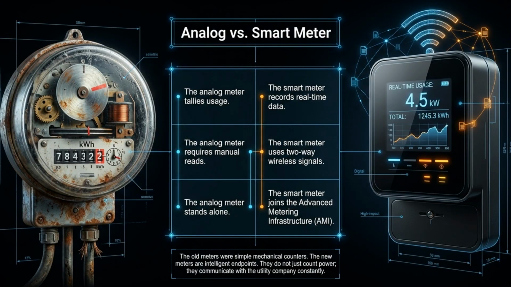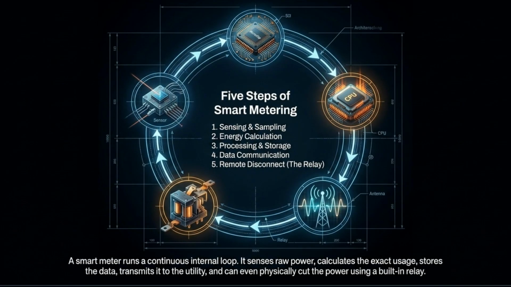Unlike old analog meters that simply tallied usage with mechanical counters, smart meters are intelligent endpoints. They record real-time data, use two-way wireless signals, and are fully integrated into the advanced metering infrastructure. A smart meter runs a continuous internal loop. It senses raw power, calculates exact usage, stores the data, transmits it to the utility, and can even physically cut the power using a built-in relay.